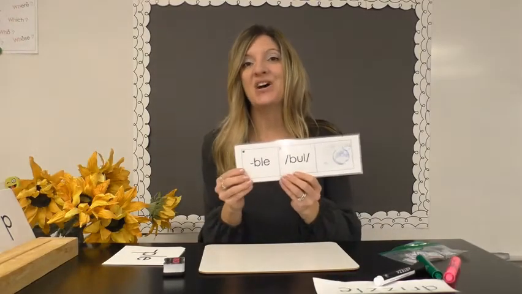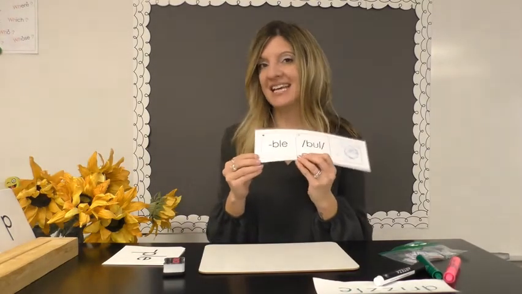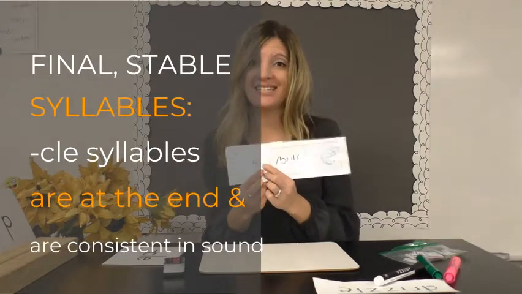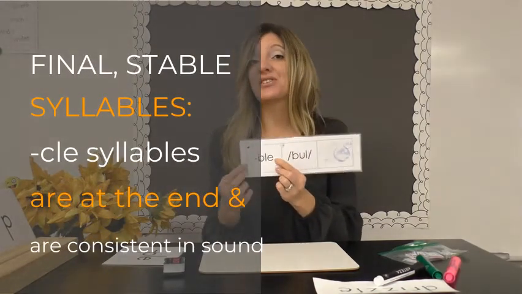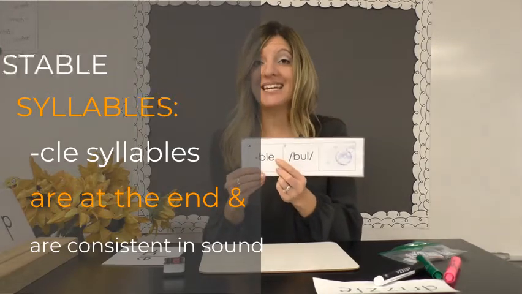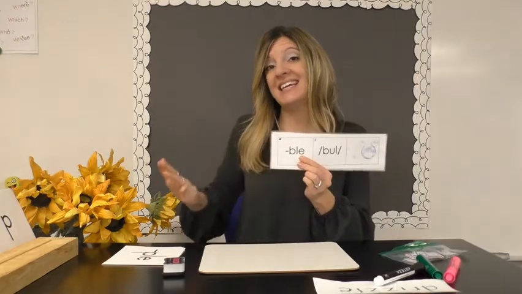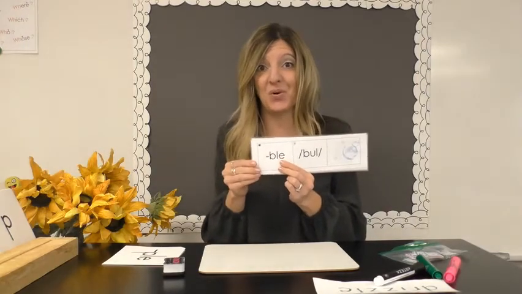The first thing to know is that the consonant LE syllable is when a consonant is attached to the LE and makes a complete syllable. This syllable is called a stable syllable because it can stand all by itself, and it is stable and isn't impacted by the rest of the word.